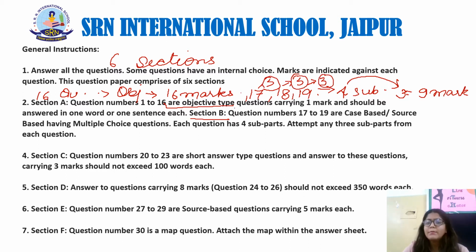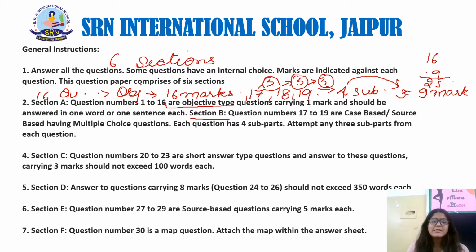So Section A is 16 marks, and after that Section B is 9 marks. This makes them 25 marks. I hope that is clear to all of you.